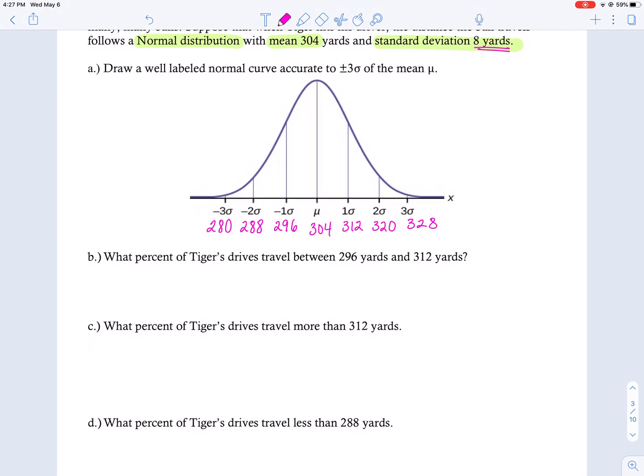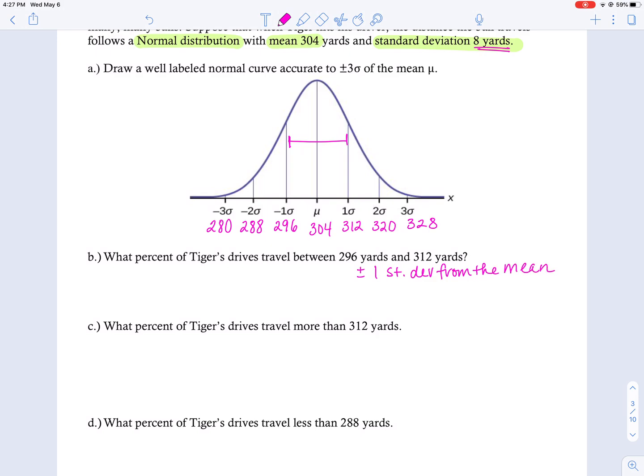Okay, so now I'm just going to show you a couple of ways to do this. They're now saying what percent of Tiger's drives travel between 296 and 312 yards. So you could see that right from here. 296 to 312. Does everybody see that? That is literally above and below 1 standard deviation from the mean.